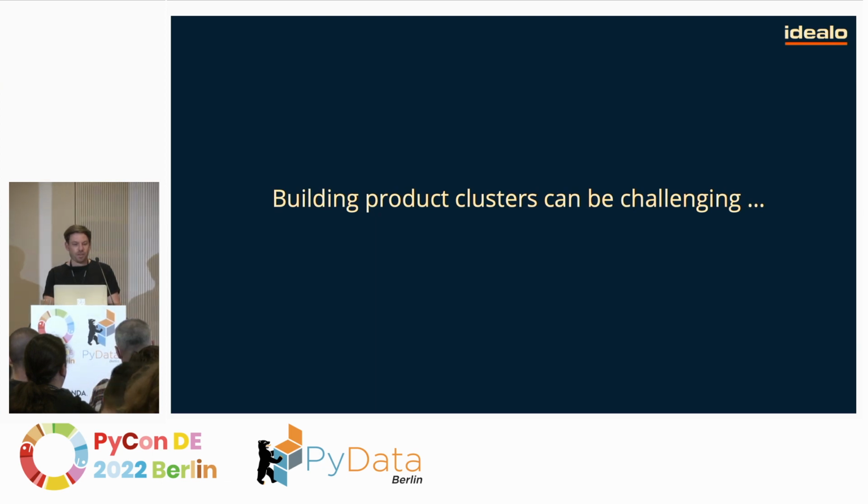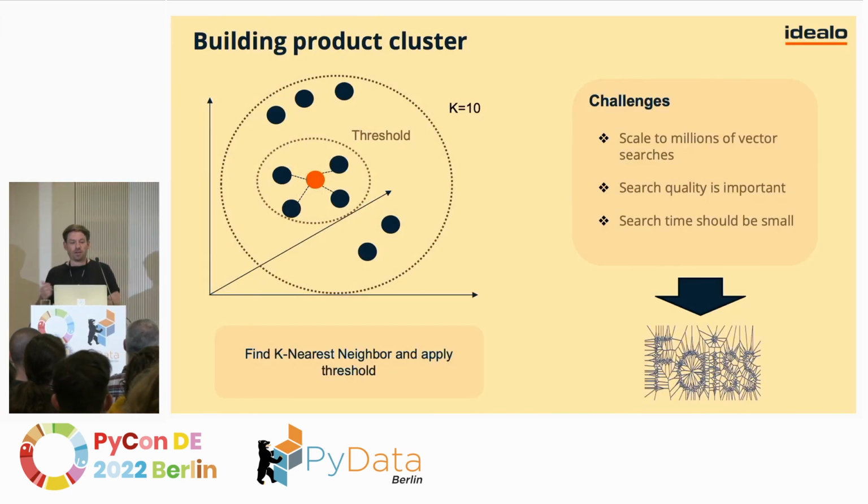Another learning is that building product clusters can also be challenging. Product offers are now encoded as vectors and can be compared in vector space. So we apply the KNN algorithm to create our products. On the left side, you can see an example. We have an orange data point and we search for its neighbors. In this case, k is 10. Then we found its closest neighbors, and now we apply a threshold. When the distance is too large, the offers get removed. In this example, we have 5 offers which are over the threshold, and we remove them. The remaining offers form our clusters.